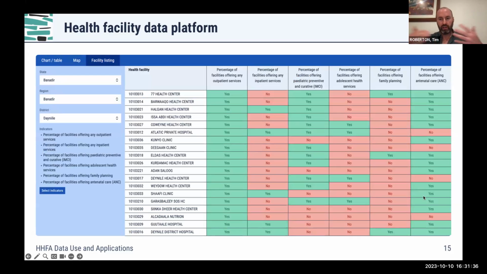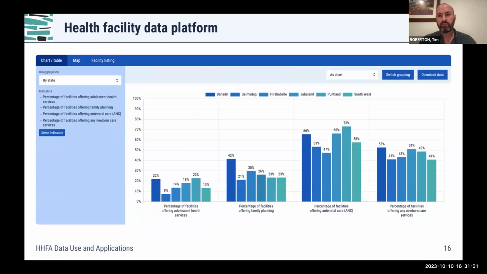And within that platform, we have the actual raw data that health officials can look at and see the binary yes or no, did a facility have this or that, and download that for their own analysis. But then we're also providing a way for health officials to play with, analyze, aggregate, and filter HHFA data for their purposes.